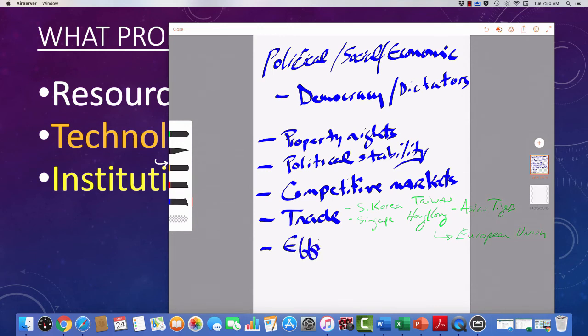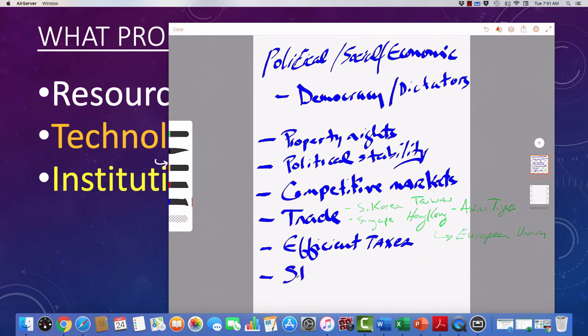Efficient taxes are an important institution. So taxes that people are willing to pay, maybe not happily, but they will pay them, as opposed to finding ways and using your resources to avoid paying taxes. If tax rates are high enough, people will spend more resources avoiding the taxes than they will actually paying the taxes, and that just means you're wasting resources.